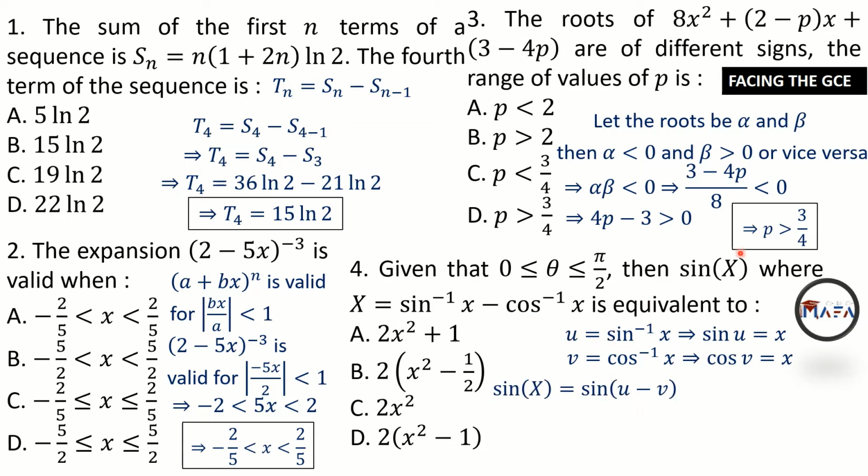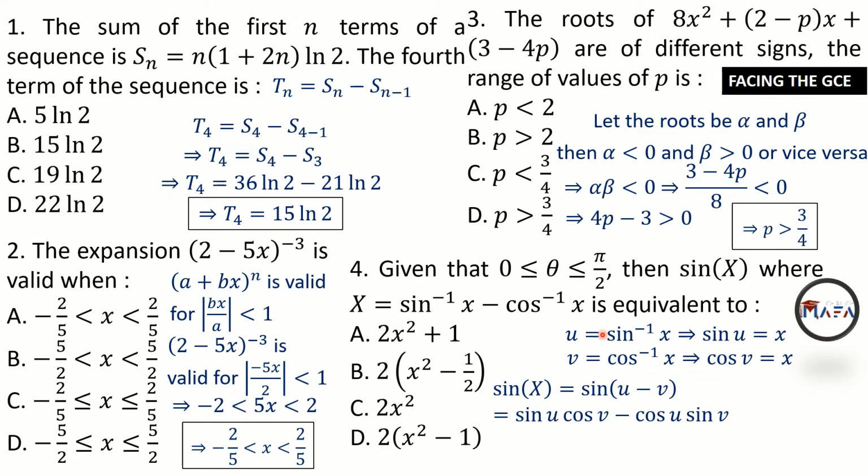Now I need to find the sign of capital X, which is just the sign of u minus v, because u is sine inverse of x and v is cos inverse of x. By the expansion, we have this to be sine u cos v minus cos u sine v. We have the value of sine u, it is x. We have the value of cos v, it is x. What about cos u? Since our angle is between 0 and pi ln 2, clearly cos u is just the square root of 1 minus sine squared u. So with sine u being x, 1 minus sine squared u becomes 1 minus x squared. We need to take the square root.